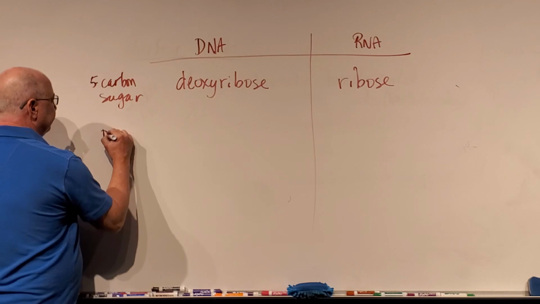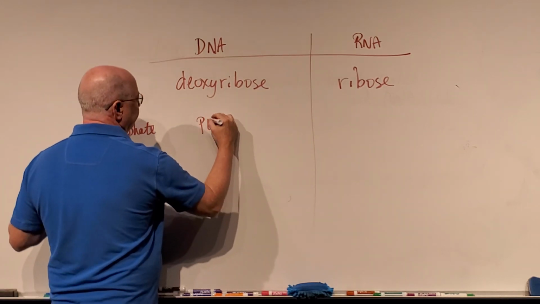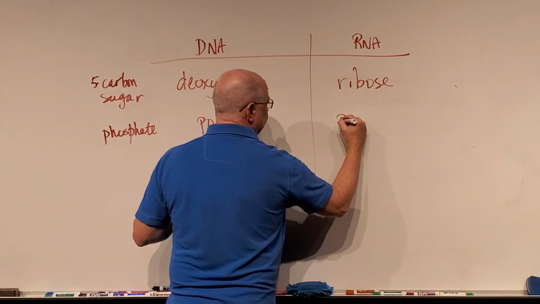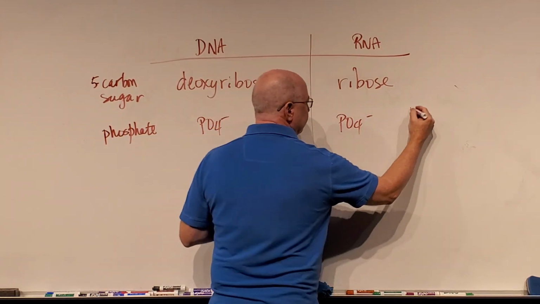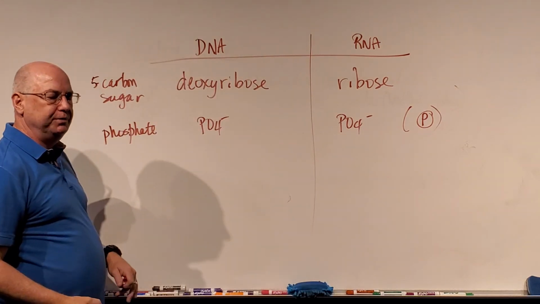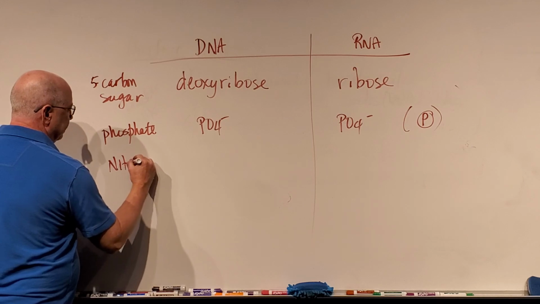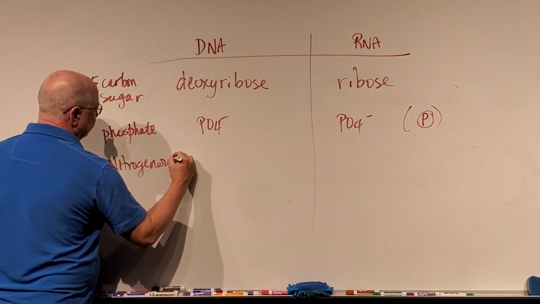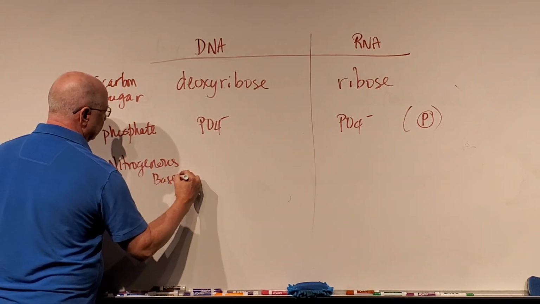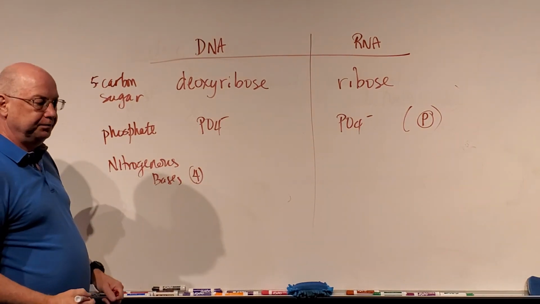The second thing is the phosphate group. And if we look at the phosphate group, it's PO4 with a negative charge for each one. And I will usually abbreviate this as a little P with a circle around it to mean my phosphate group when we build these molecules. The last thing I need is a nitrogenous base. And when it comes to the nitrogenous bases, there are 4 different nitrogenous bases in DNA.